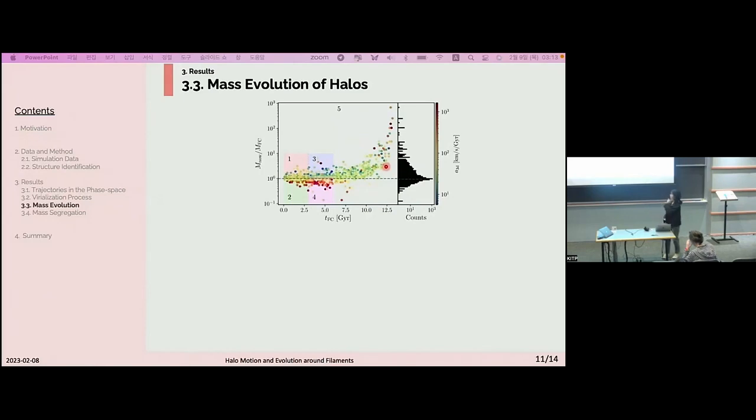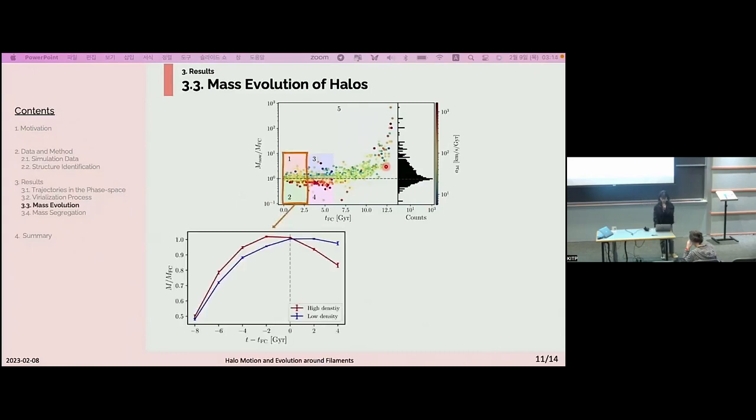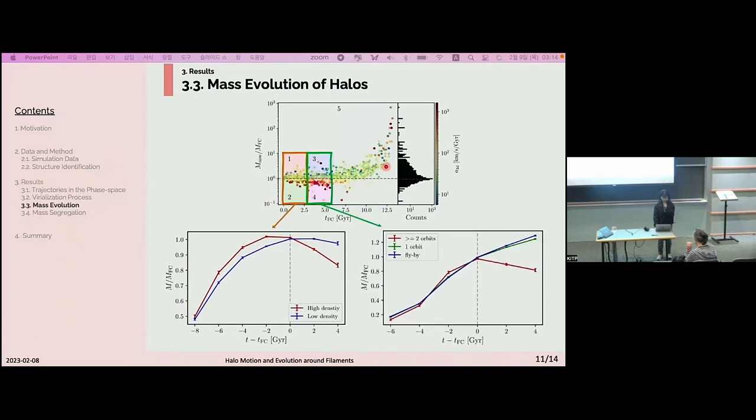So we are looking at the recent crossers and intermediate crossers. Let's first see the mass evolution history of the recent crossers. You can see that if we subsample the halos in these recent crossers according to their environmental density, filament density, halos in the higher density environment are severely losing their masses after the first inflow, while halos in the low density environments are not. This similar trend can be seen in the intermediate crosser bins.